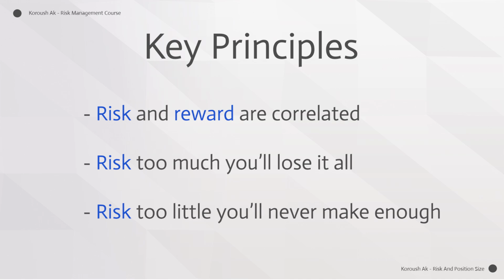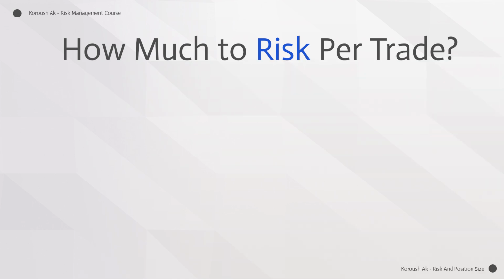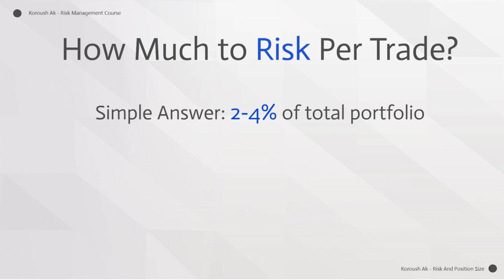I'm about to now give you two answers as to how you can overcome this. So when it comes to how much to risk per trade, the simple answer is that you should risk 2 to 4% of your portfolio. If you want to be on the lower end of risk, pick 2%. If you want to take a normal amount of risk, pick 3%. And if you want to be on the upper end, naturally, you're going to want to pick 4%. And this is the simple answer.